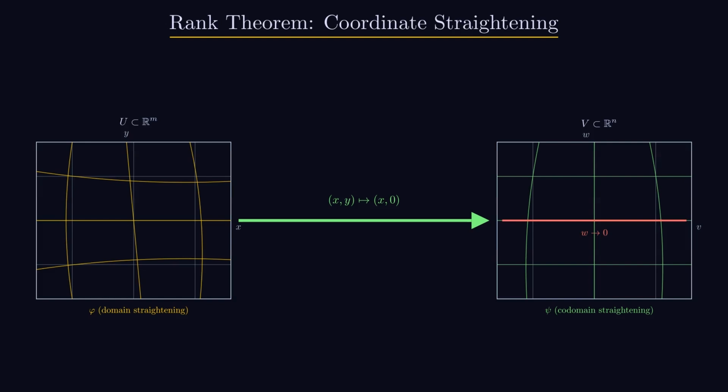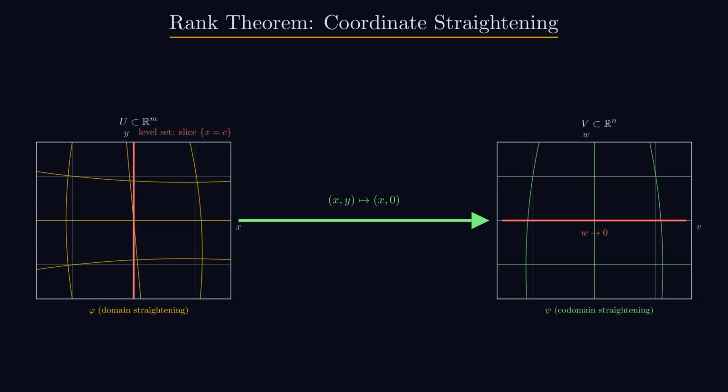In the new coordinates provided by phi on the domain and psi on the codomain, the map F becomes the canonical projection, sending (x, y) to (x, 0). The curved arrow is replaced by a straight horizontal arrow, and the w-axis in the codomain is crushed to 0. The last n minus r components of every image point vanish. The two independent coordinate changes, one on each side, together transform an arbitrary constant rank map into the simplest possible form.